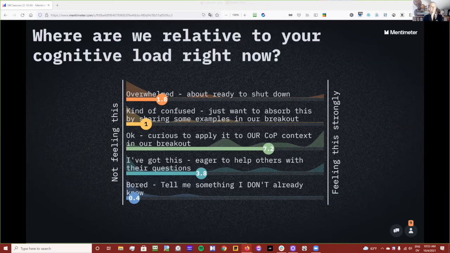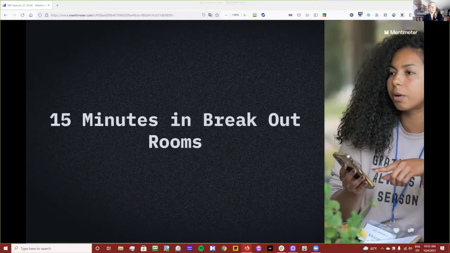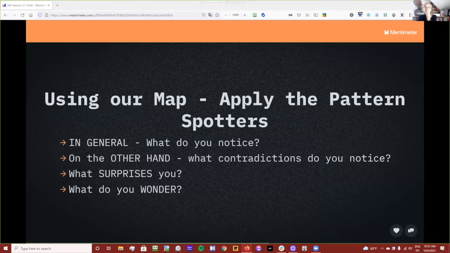Okay, we're going to move into breakout rooms again. I'm going to give you 15 minutes this time. Don't go yet. We're going to ask you to open up the social system map and pick one of the views, either the offers and asks view or the involvement view. I think those are the best two to use.